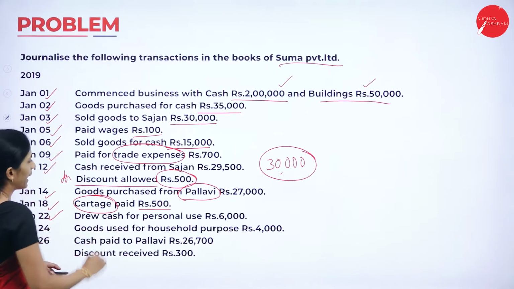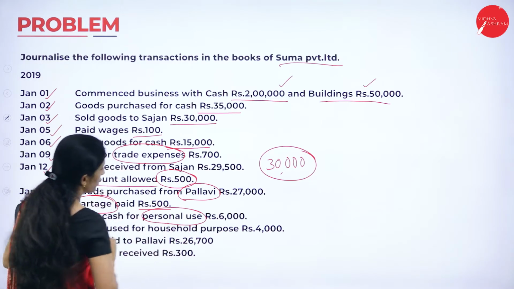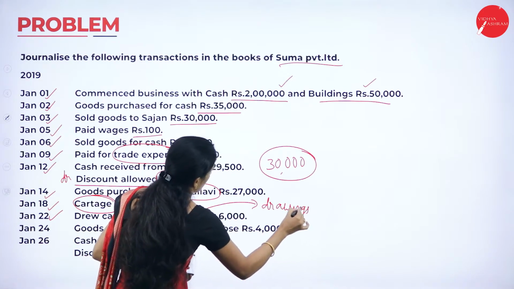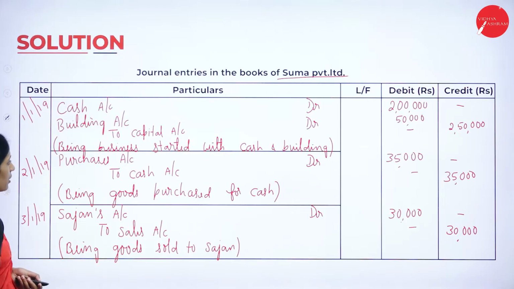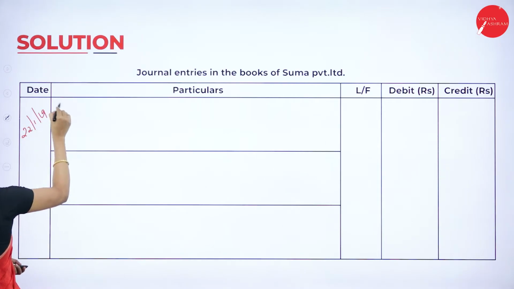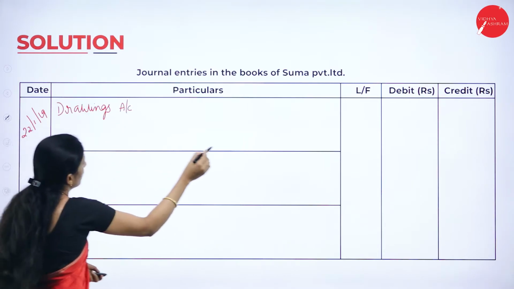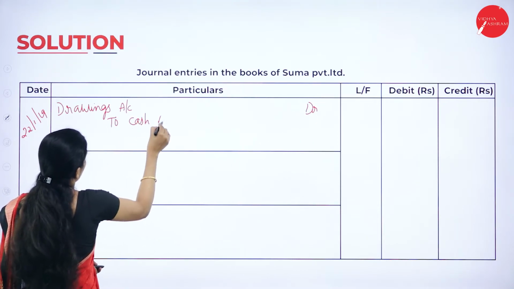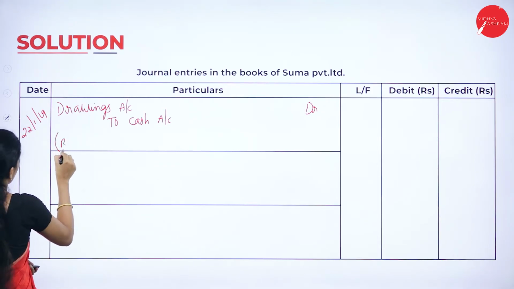Next one. Drew cash for personal use. So here cash is withdrawn for personal use. So remember this word, if it is withdrawn for personal use, what is it called? Drawings. So what is your entry? Drawings account debit to cash account. How much? 6,000. So 22nd, 22/1/2019, your entry is drawings account debit to cash account. So what is the narration?